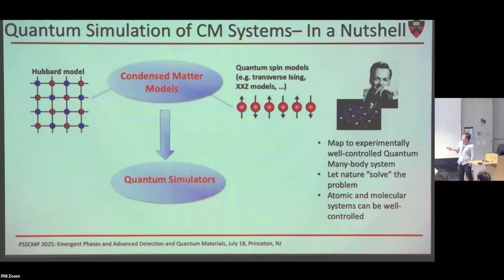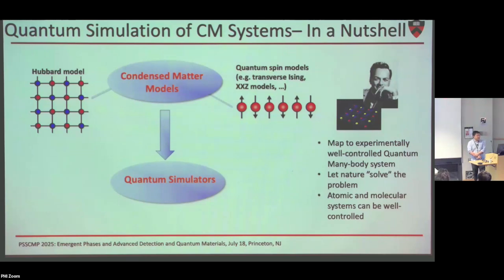Rather, we are looking at whether we can tackle these idealized models that can be simple to write down but difficult to solve. And this is an idea called quantum simulation that was first pointed out by Richard Feynman, where the idea is that if you can find a very well-controlled system that obeys exactly the set of equations that you want, then you can essentially let nature solve the problem for you. The energy scales can be different, the length scales can be different, but the physics should be the same.